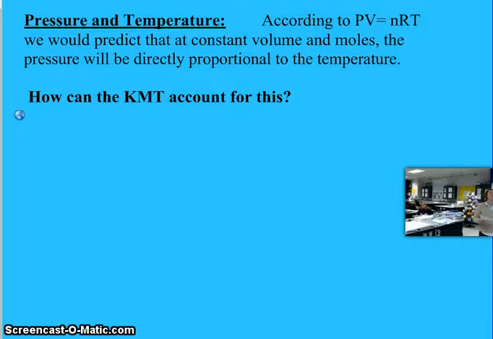The next one is pressure and temperature, and we can account for the relationship between pressure and temperature very simply. If the volume is constant and you increase the temperature, so imagine you're in a sealed, closed, rigid container, and you increase the temperature, you are going to give the molecules more energy, and they're going to move faster and faster and faster. So not only are they going to hit the walls of their container more often, but they're going to hit the walls of their container harder.